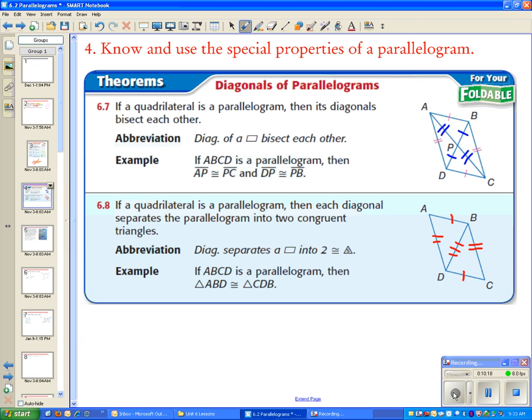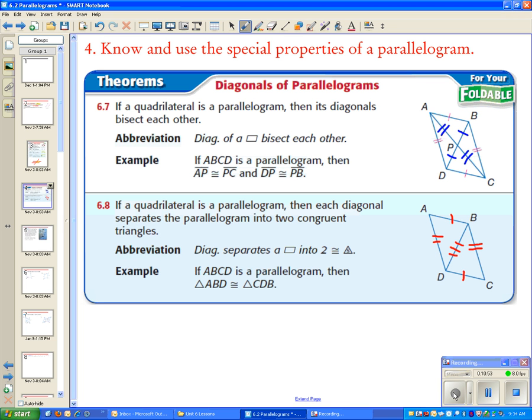And if you do, you know that the diagonals bisect each other. You know that each diagonal separates the parallelogram into two congruent triangles. You know that if there's one right angle, then there are actually four right angles. You know that consecutive angles are supplementary. You know that opposite angles are congruent. You know that opposite sides are congruent. And you know that opposite sides are parallel. That's a lot of properties you got to know. Okay? So make sure you know them. Any questions?